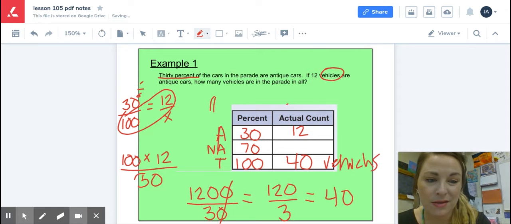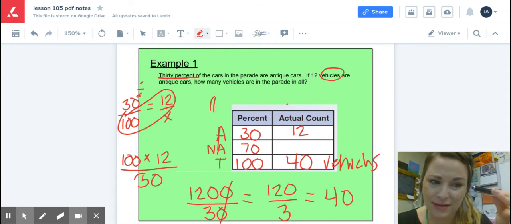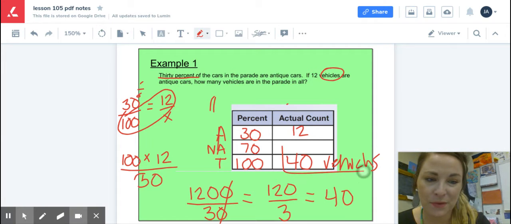Oh boy. Sorry, you guys. That's supposed to say vehicles. This is ridiculous. But 40 vehicles.